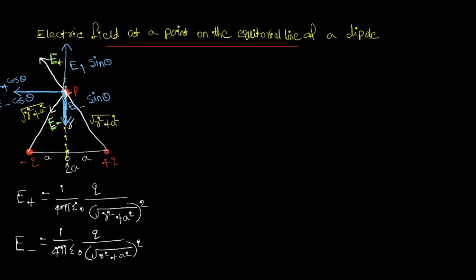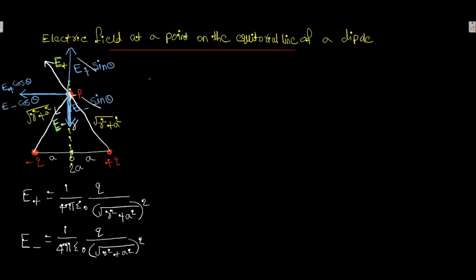The next step: the vertical components, E positive sin theta and E negative sin theta, cancel out because they are in opposite directions. So these two vertical components cancel out, and the resultant electric field intensity is formed by the two horizontal components.